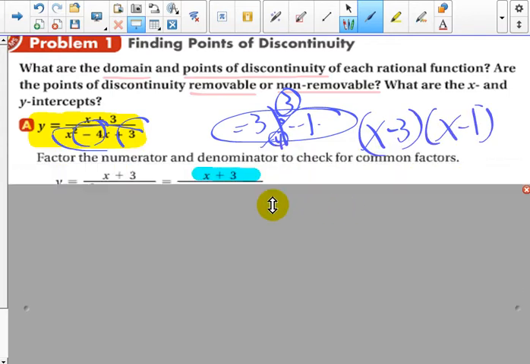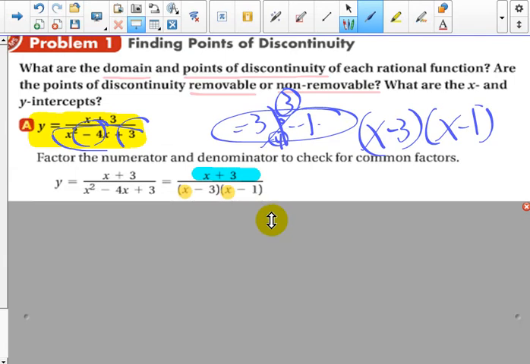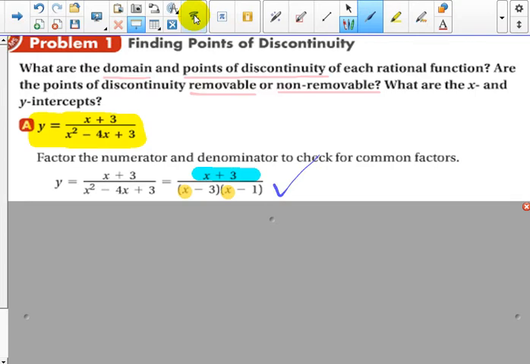So let's do that. And there it is, highlighted there, right there where I checked. So that's the first step. Always factor your numerator and your denominator, but your numerator was already simplified. So now let's see, can we cancel anything out? Nope, because you've got an x plus 3 as a numerator and an x minus 3 in your denominator. So you can't cancel anything out.